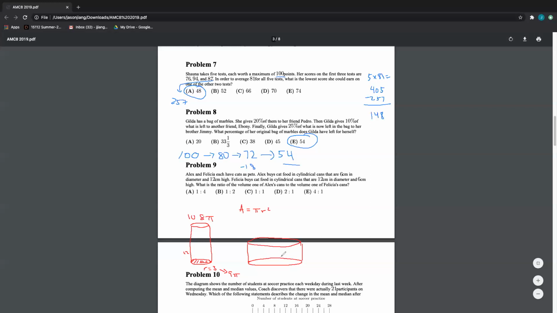On the other can, we have a diameter of 12, which makes for a radius of 6. Applying the same circle formula, we get 36 pi. And now we're only multiplying by 6 for the height. 36 times 6 is 216 pi. So if we compare 108 to 216, 108 is exactly half. So our answer is 1 to 2.